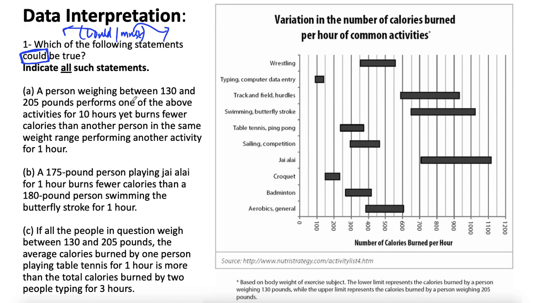Let's see the first one. A person weighing between 130 and 205 pounds, so asking for this range, minimum 130, maximum 205 pounds, performs one of the above activities for 10 hours, yet burns fewer calories than another person in the same weight range performing another activity for 1 hour.